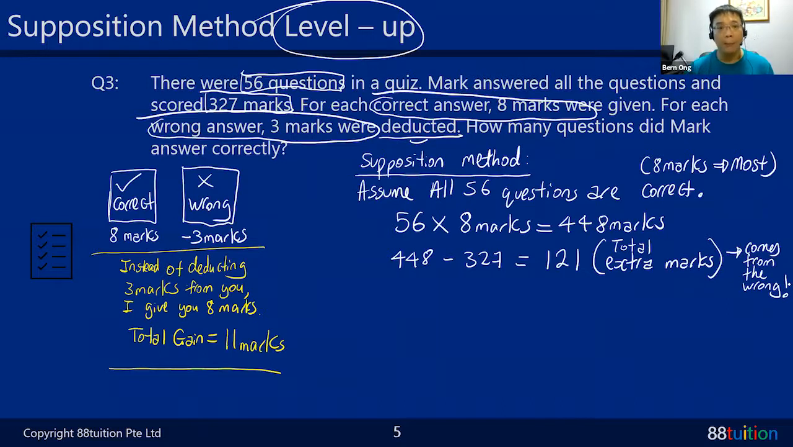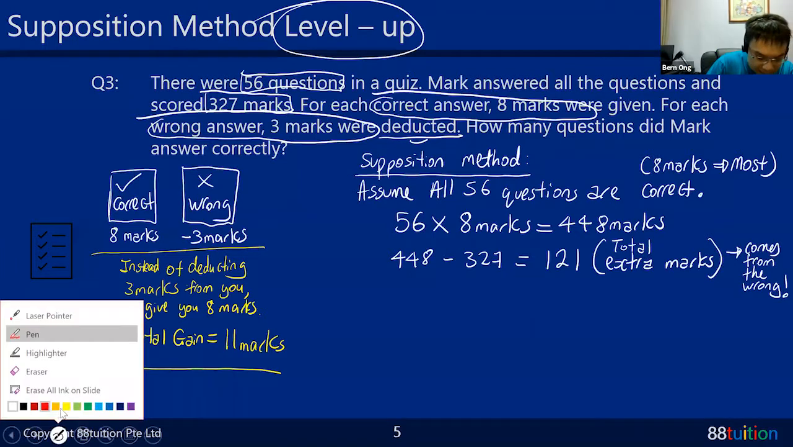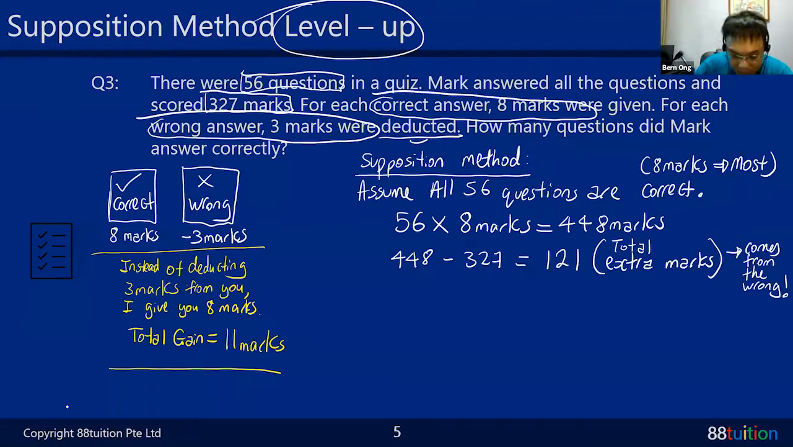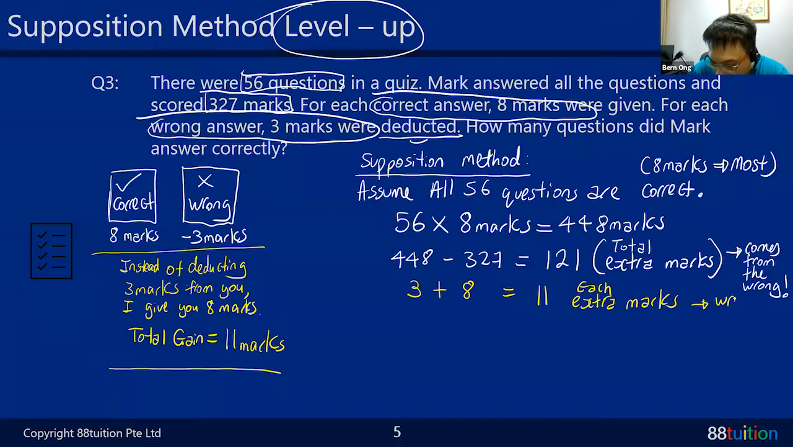But just now, for one wrong question, you never take away 3 marks. Rather, you are given extra 8 marks. Wow. That means this step is a little bit different from the previous. You are supposed to take 3 plus 8 to give you the 11 marks. 11 extra marks for each wrong question. Wow, got it wrong, got extra marks some more.